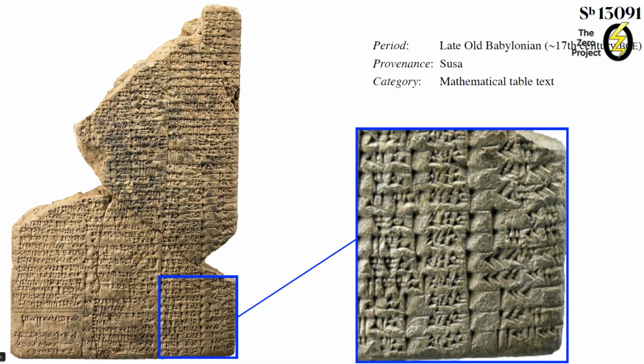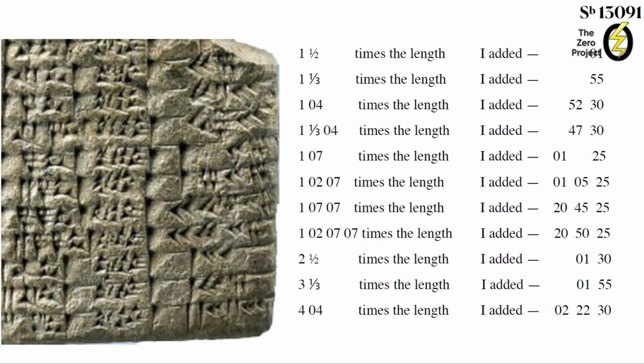Elam adopted under duress the Mesopotamian writing system, and indeed the languages, because they were conquered in the third millennium by Mesopotamia. And in particular, from the late Old Babylonian period, from Susa, we have mathematical texts. We have table texts, and we have procedure texts. This is a table text from Susa. It's a table text of a special kind.